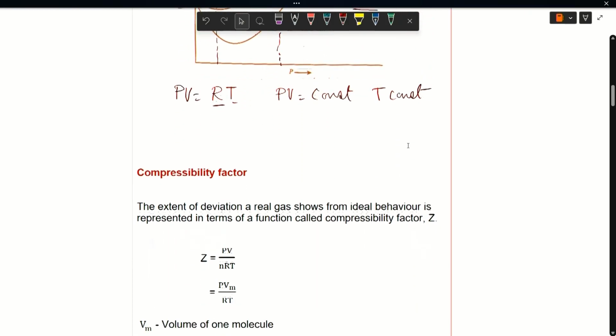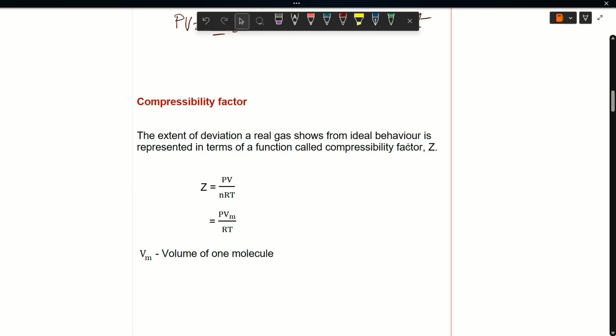If real gases were to obey the ideal gas equation, they should not show any deviation of this sort. So, this is one proof showing that real gases deviate from ideal behavior. Now, to explain these deviations, another factor known as the compressibility factor has been introduced.